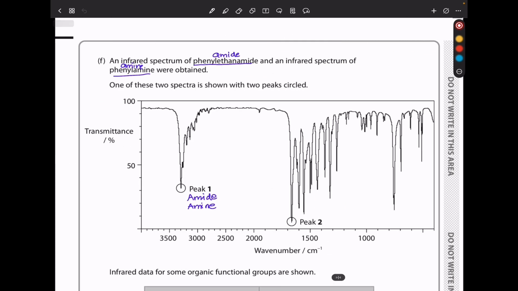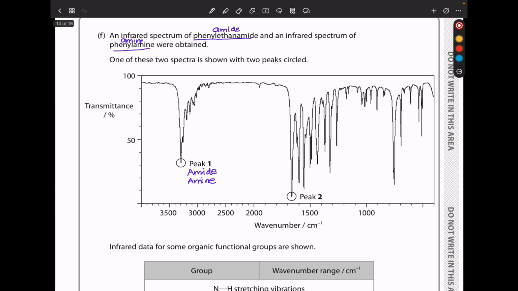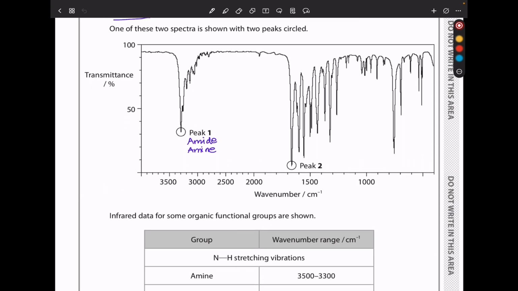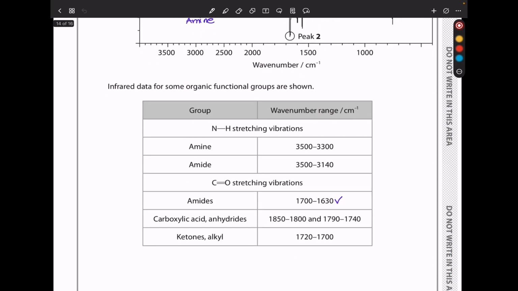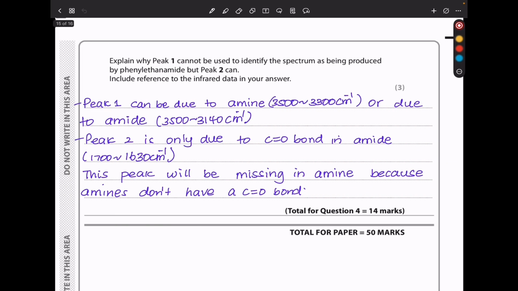Then in part F, they say an infrared spectrum of phenyl ethanamide and an infrared spectrum of phenylamine were obtained. One of these spectra is shown with two peaks circled. So there is this peak here and that peak. Infrared data for some organic functional groups are shown. Explain why peak 1 cannot be used to identify the spectrum as being produced by phenyl ethanamide, but peak 2 can.